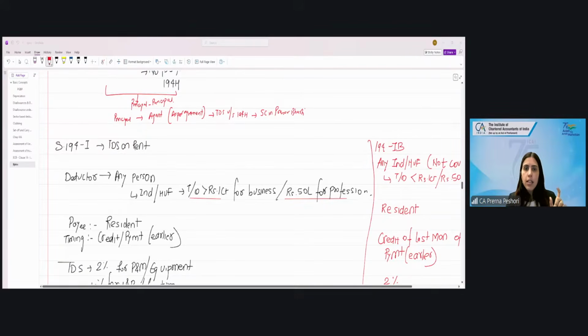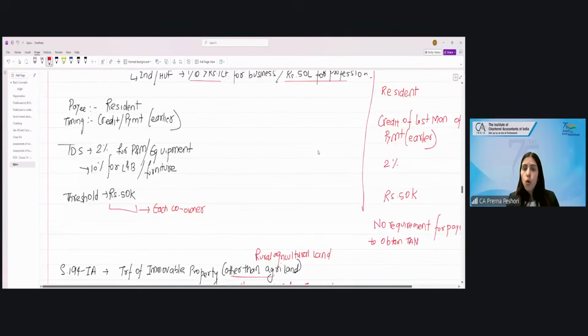So basically the threshold that has to be complied with is when the amount of the rent crosses 50,000 per month or part of the month, right? 50,000 is the threshold. And this is with respect to each co-owner. It is not a combined threshold. If there are two co-owners, in that particular case, it is the threshold for each of the owners. It is not that for two owners the combined threshold of rent is 50,000. Each owner's threshold will be 50,000.